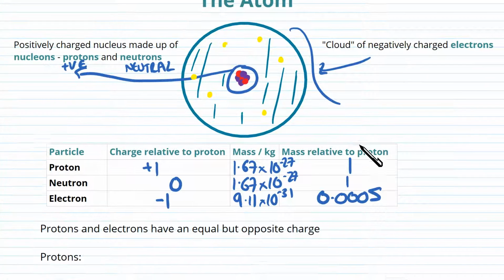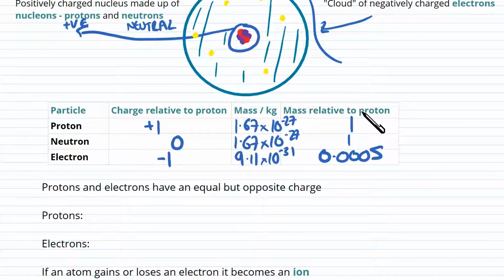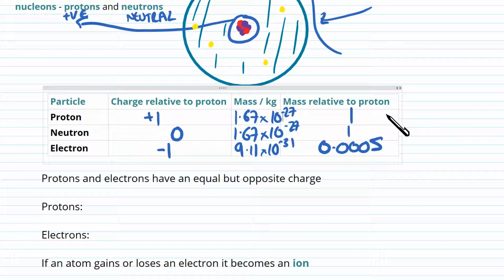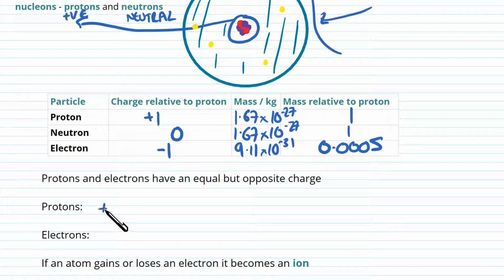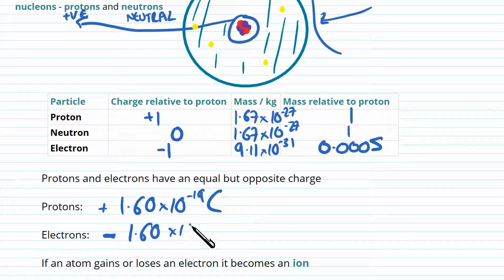So now coming back to the absolute charge on a proton and an electron, we've just seen that they have an equal magnitude but opposite sign charge. And it turns out the actual absolute charges are, a proton has a charge of plus 1.60 times 10 to the minus 19 coulombs. Coulombs are the unit of charge. And so electrons have a charge of minus 1.60 times 10 to the minus 19 coulombs. Electrons negative, protons positive.